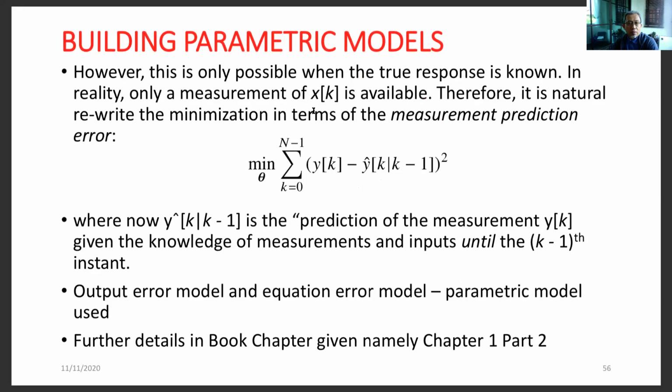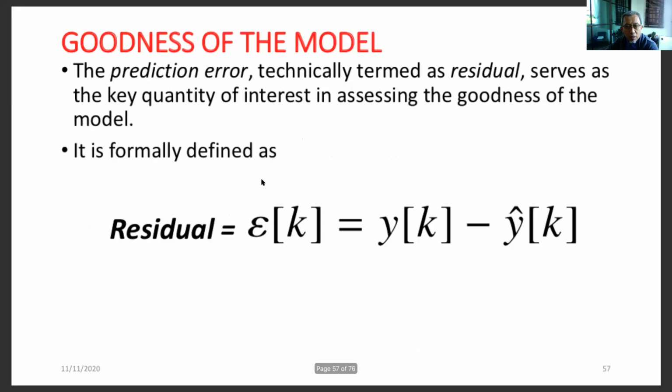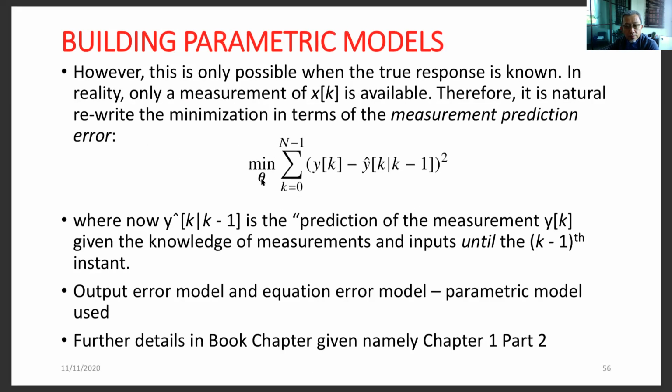However, this is only possible when the true response is known. Since the process response is still not known, because it will be based on data collection and data plotting, we just rewrite the equation in terms of the output, where y k minus y cap squared. And then we minimize the parameter values using this function, minimum theta. You can refer to the details in the book, chapter 1 and part 2.